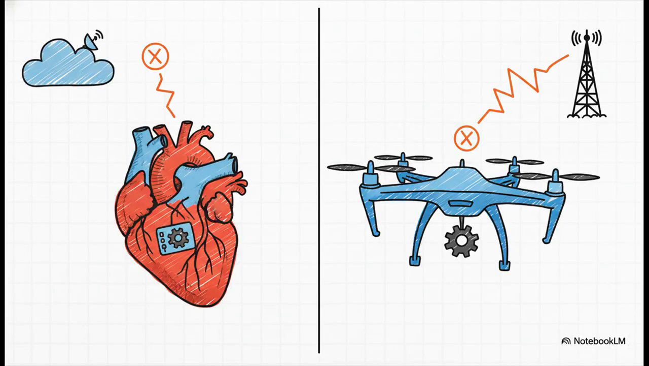Just think about the stakes here. A medical device like a heart pacemaker can't wait for a signal from some server halfway across the world. It has to operate on its own and respond immediately. The same goes for an autonomous drone. For it to operate safely and effectively, it can't depend on having a constant, stable connection to an external system.